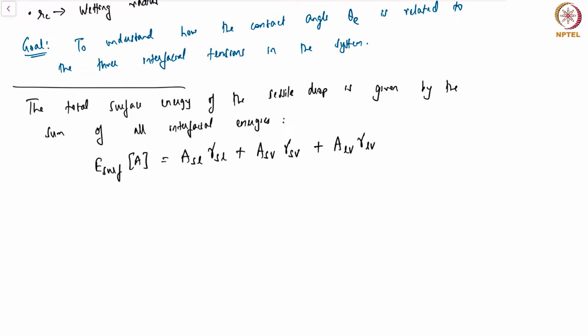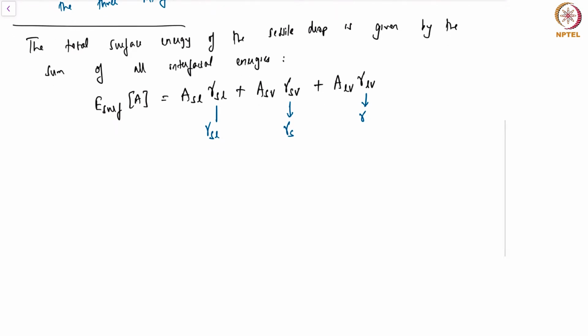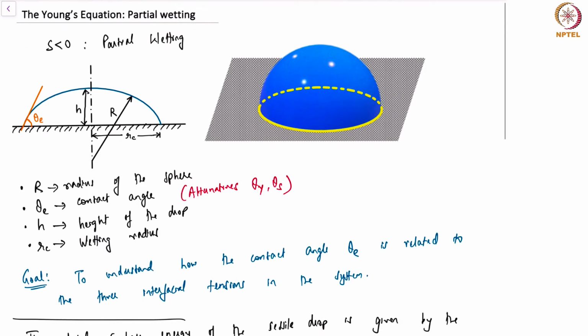Now we use a slightly shorthand notation for all of them. Gamma liquid vapor is just the surface tension of the liquid, gamma of the solid liquid interface we'll just call SL, and then solid vapor we'll just call gamma S. Okay. Now note that the solid vapor surface is not the total solid vapor surface, because if you notice here, this is my solid vapor surface, but then a part of the surface is not available to the vapor. It is exposed to the liquid instead.